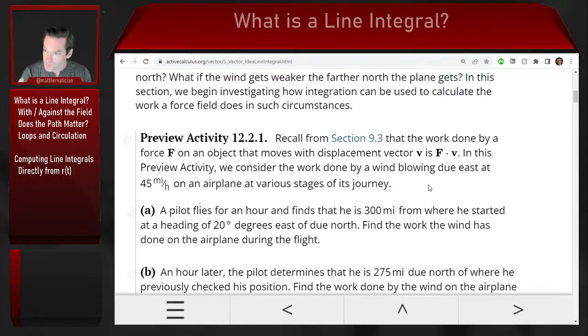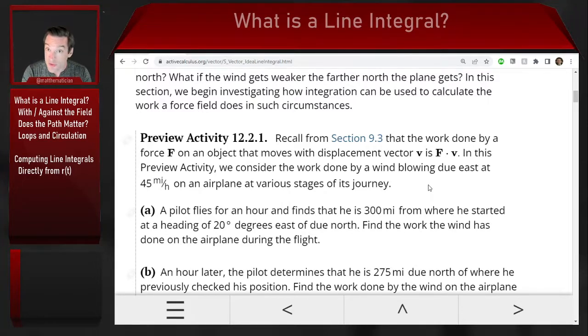The setup is this. We're flying in an airplane, and that airplane is flying through a wind velocity field. The question that we ultimately want to ask is, how much work is that wind velocity field doing on the airplane during the flight?